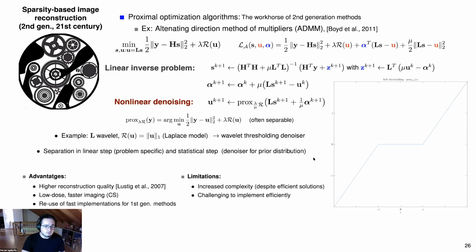Advantages of second generation image reconstruction methods are the higher reconstruction quality, that they're amenable to low dose, faster imaging, so less time for patients inside the scanner, and lower radiation doses through the compressed sensing setup.